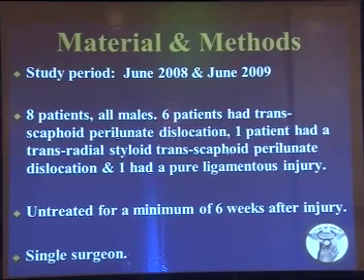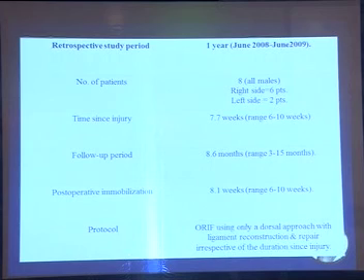This study was conducted from June 2008 to 2009. Its duration was 1 year. We studied 8 patients. All patients were male. 6 patients had transscaphoid perilunate dislocations, 1 patient had transradial styloid and transscaphoid perilunate dislocations, and 1 had a pure ligamentous injury. All were untreated for a minimum of 6 weeks after injury, and all the patients were treated by a single surgeon.